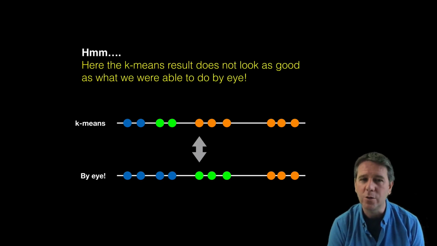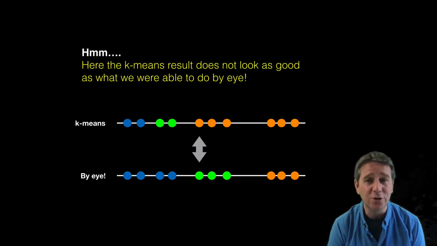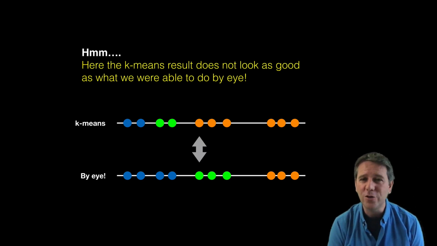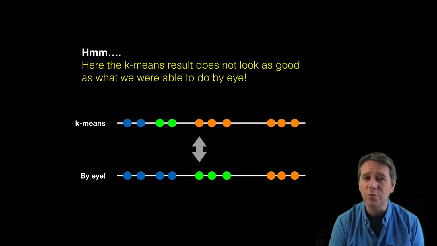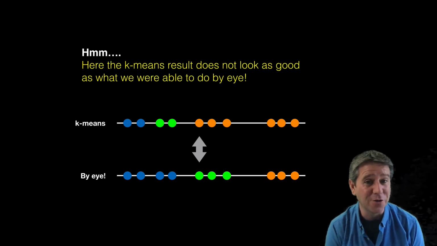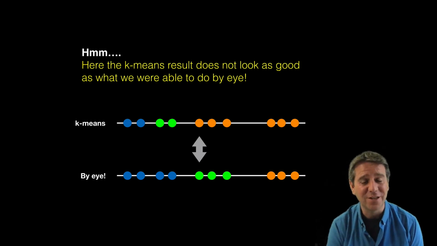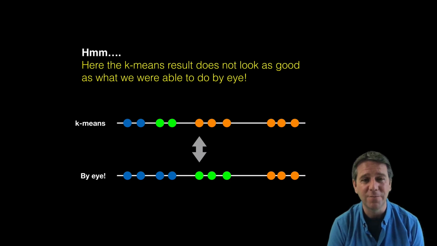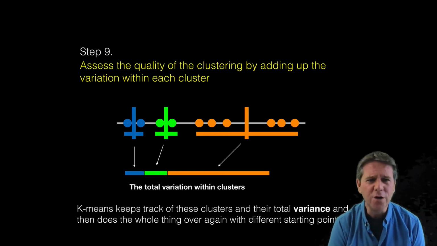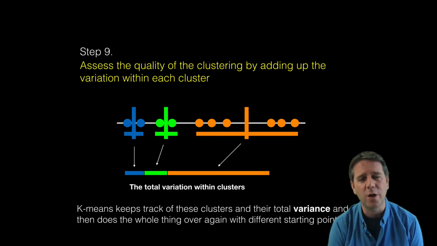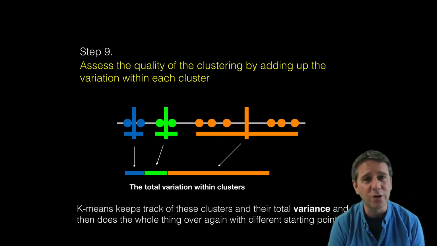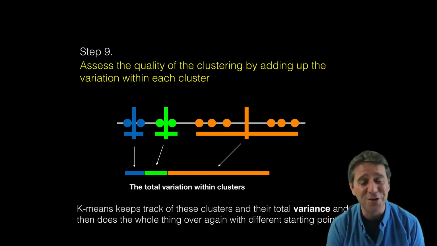Hold on here a minute. So the k-means result that we just got, that's the one shown on the top here, doesn't look as good just by eye as the one that we were able to come up with just by looking ourselves by eye. That's the top versus the bottom here. So what do we do? Well, first we have to say, how do we assess the quality? We have to put a number on this thing. How good is this result? How good is this clustering answer?